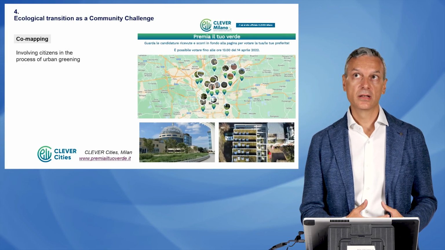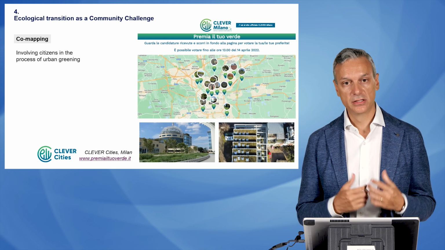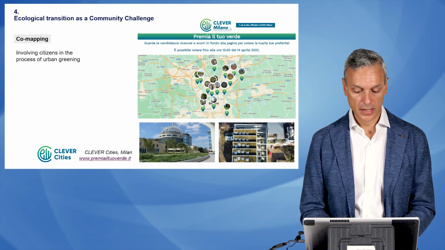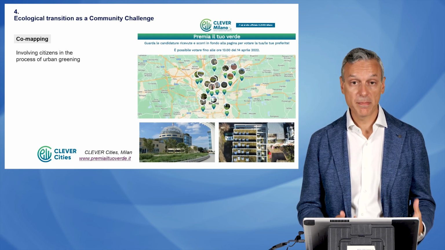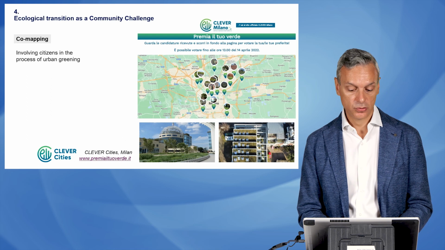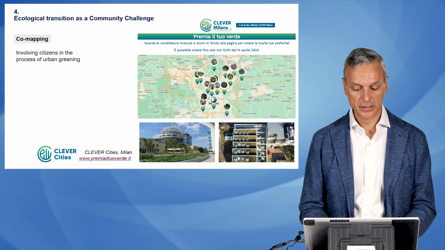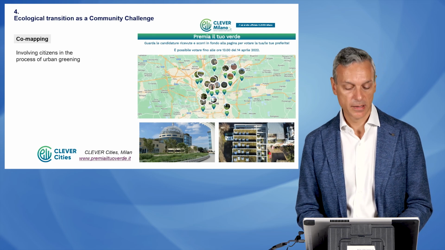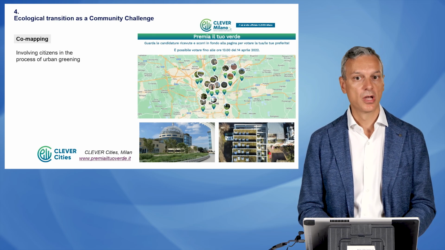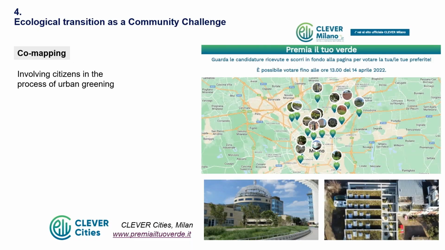Another way is to look for a more proactive involvement of citizens in decision-making processes. Co-mapping, for instance, is a way to involve citizens in this challenge. For instance, here I report an example from Milan, the Clever Cities project, that launched a contest to map and award the best practices in nature-based solution interventions in the city, like green roofs and green walls. And this was a tremendous occasion to map the overall status of NBS in the city of Milan.